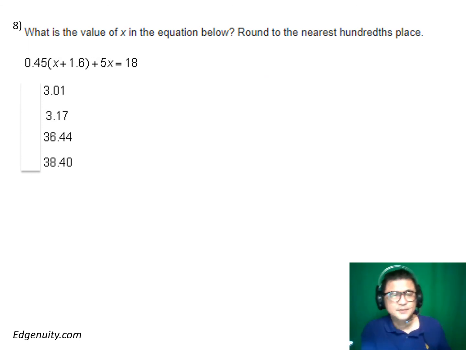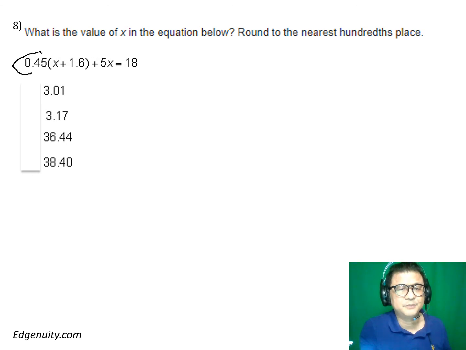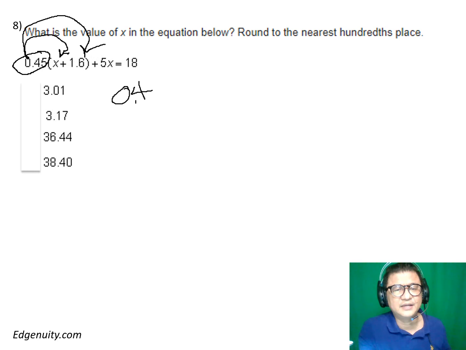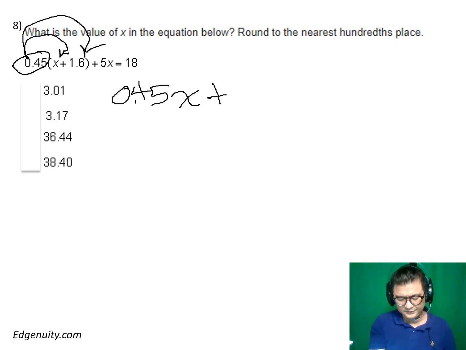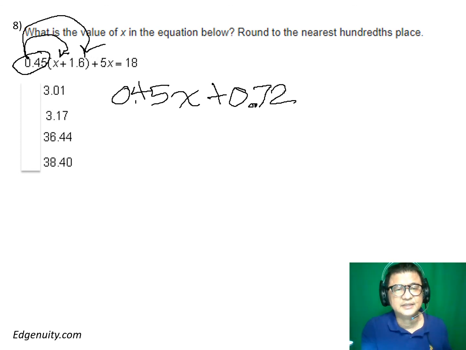Next. What is the value of x in the equation? Round to the nearest hundred. So again, we'll have to do distributive property because there's a parenthesis. Multiply to u and multiply to u. So let's write it down. 0.45x, all right, plus, okay, get your calculator, 0.45 times 1.6, you will get 0.72. Where did we get that? I multiplied 0.45 by 1.6. Okay, now, the rest is what? Plus 5x, I just copy it down, equals 18.